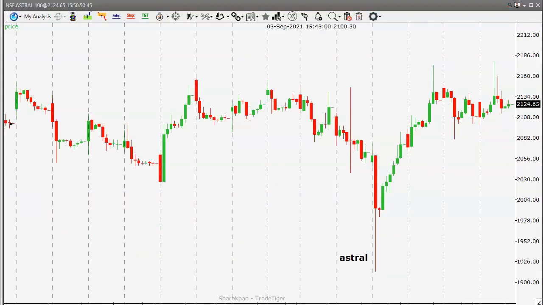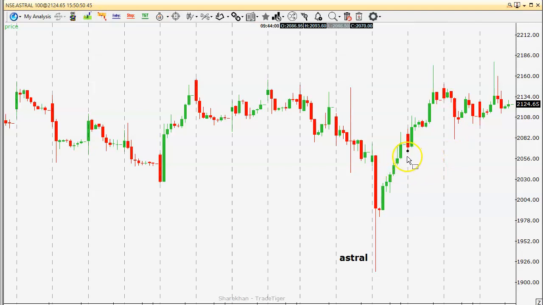Another one is Astral Poly. This is the Astral Limited stock, the candlestick chart. If you see, this is the consolidation area. If the price comes down to around 2000 kind of levels, this is the area where we can get some good support, around 2086 or 2060. This is the area where we can go for a long entry, keeping a stop loss below 2050 and aiming for a target of 2160. Very simple trade plan. If the price comes to around 2080 to 2060, then we can go for a long entry, keep a stop loss below 2050 and aim for a target of 2150 or 160 kind of levels.